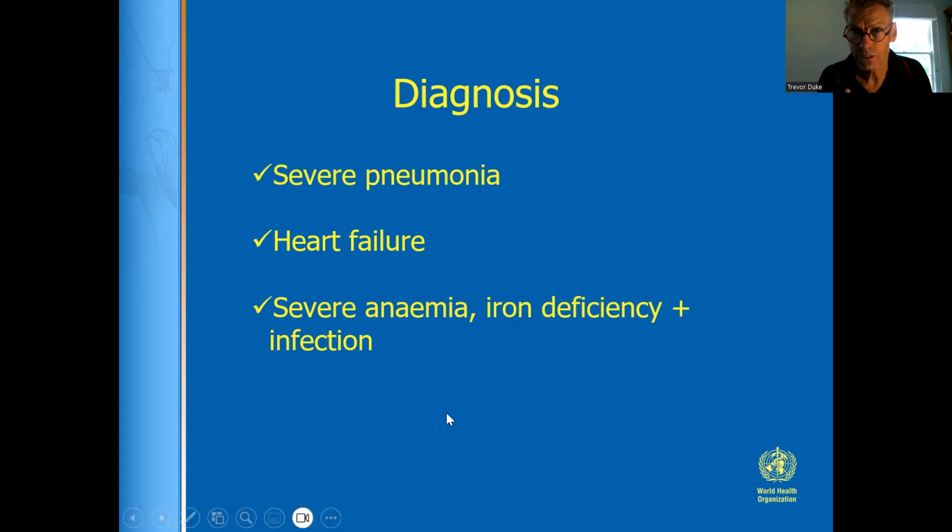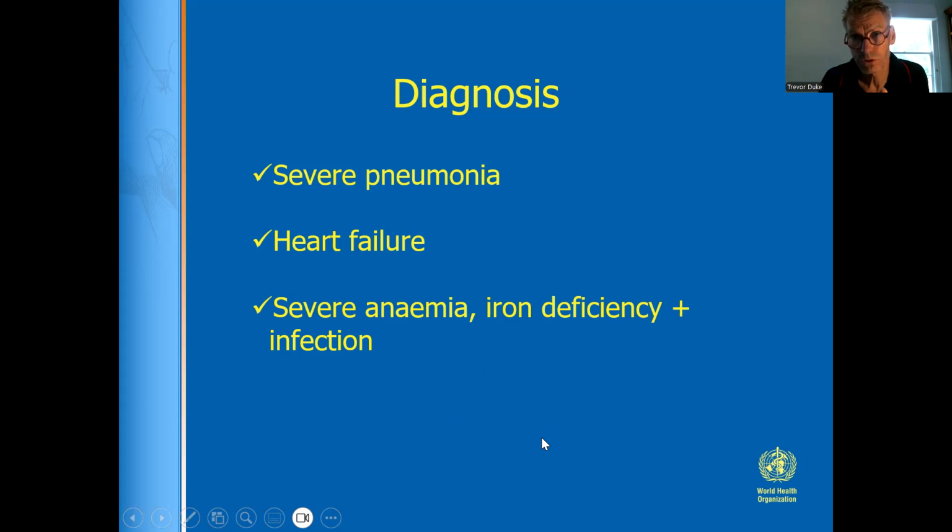And as I said, a child who's got severe anemia to that degree, if they get an intercurrent infection, could go into heart failure. So it's likely that there are three things active here: severe pneumonia, heart failure, and severe anemia.